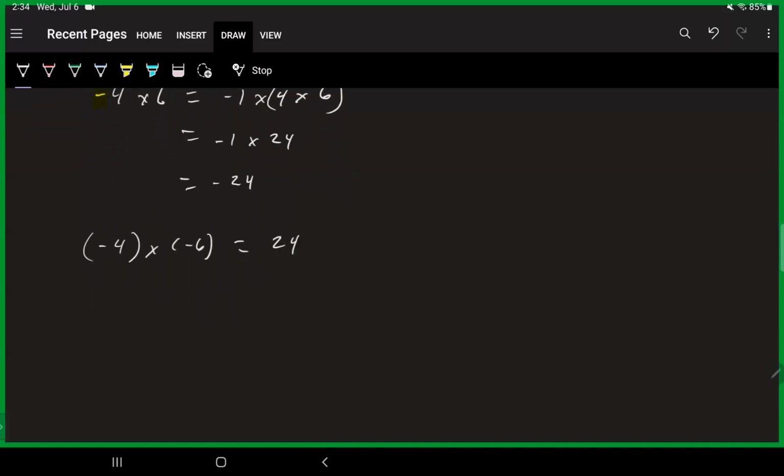If I want to throw more numbers in the mix, let's try -4 times 6 times 2. Even though I have 3 numbers here, only one of them is negative. That's an odd number, so that's going to give me a negative output. So I can just multiply my numbers together and keep the sign negative. 4 times 6 is 24. Times 2 again is going to be 48. So it's going to be a -48.